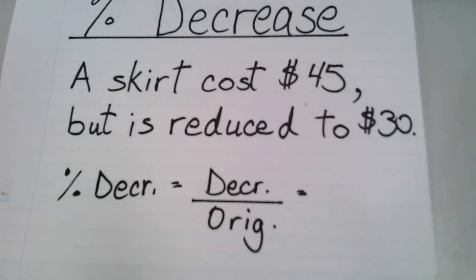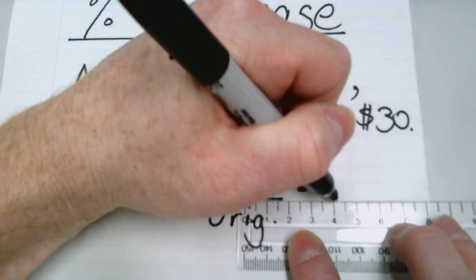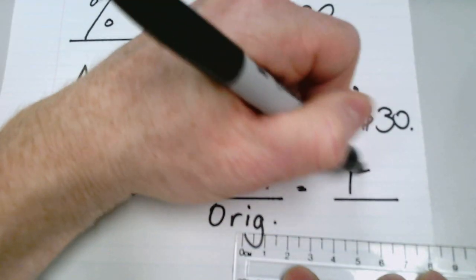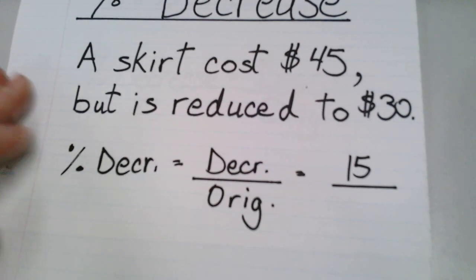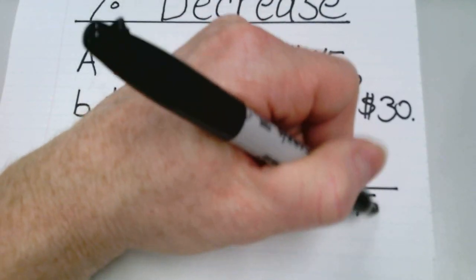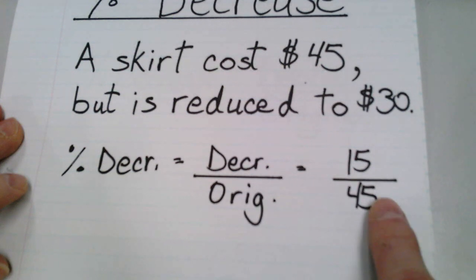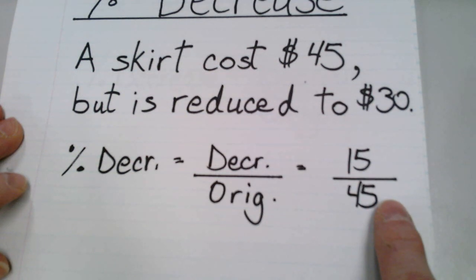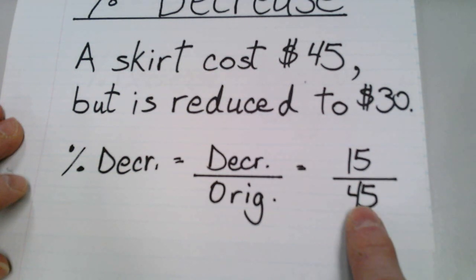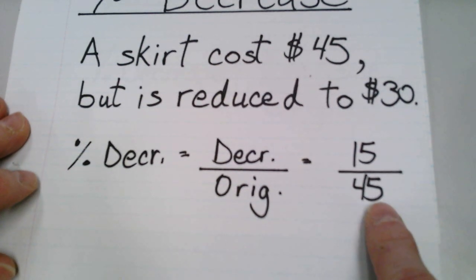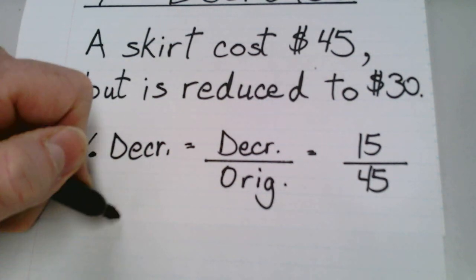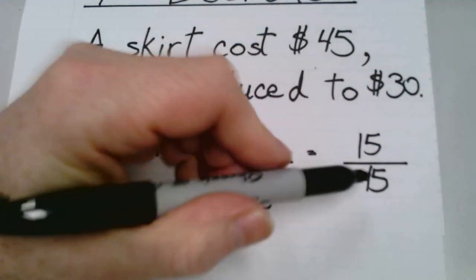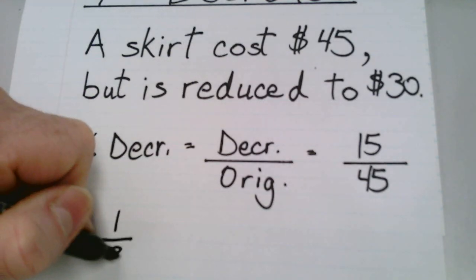So how much did it decrease? That's what we put on the top. We know that it went down $15, so do 45 minus 30. So we put 15 on the top. The original was 45. So we could divide, but I wouldn't do that. I would simplify this by reducing. And if you find a common factor, in this case it's 15, you could divide by 15 on the top, and you'd get 1. You divide 15 on the bottom, you'd get 3.